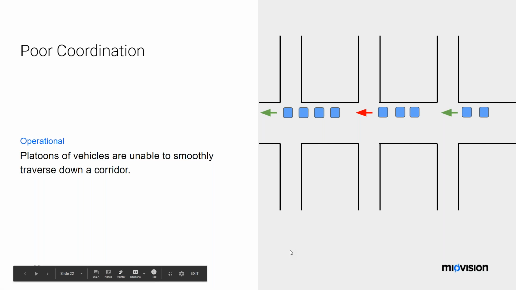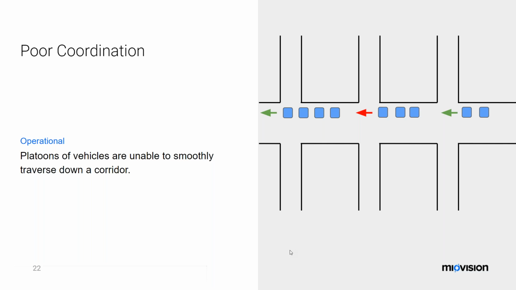And lastly, we have poor coordination. We would flag this if you had a corridor that was configured within TrafficLink and there were not platoons moving nicely through the entire corridor, hitting all those greens. We would consider it poor coordination if you're stopping and starting at each intersection. That would be an example of poor coordination: platoons of vehicles unable to smoothly traverse down the corridor.